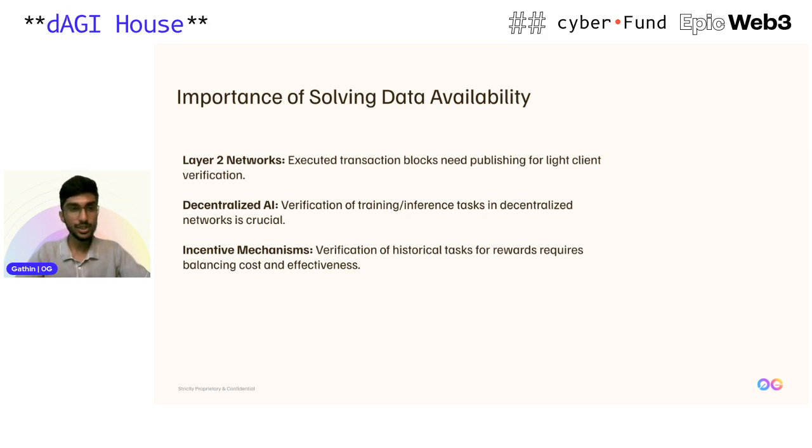The next reason we need a data availability layer is for the incentive mechanisms. Verification of historical tasks for rewards requires balancing cost and effectiveness. We need to verify historical tasks, which means getting access to old data stored long ago on the blockchain, to verify it and provide incentives to the node validators or miners for the different consensus protocols. This is why it's important to solve the data availability problem.